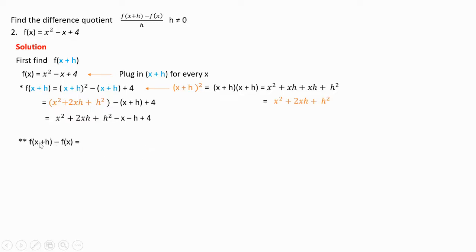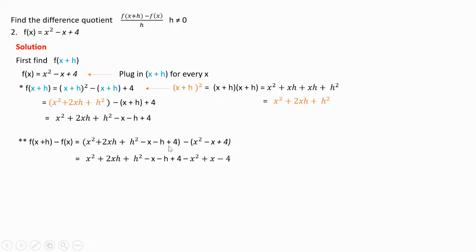Now I'm going to do the f of x plus h minus f of x. This is done in 3 steps. Okay. So I already know what the f of x plus h is. I just solved for that. Now the f of x is a given function, right? That's my f of x plus h, and that was a given function from the beginning, which is x squared minus x plus 4.